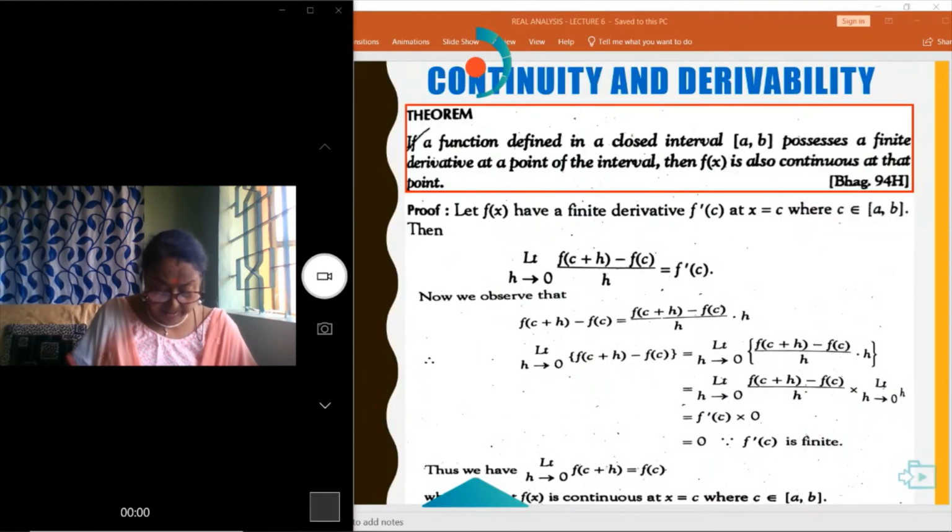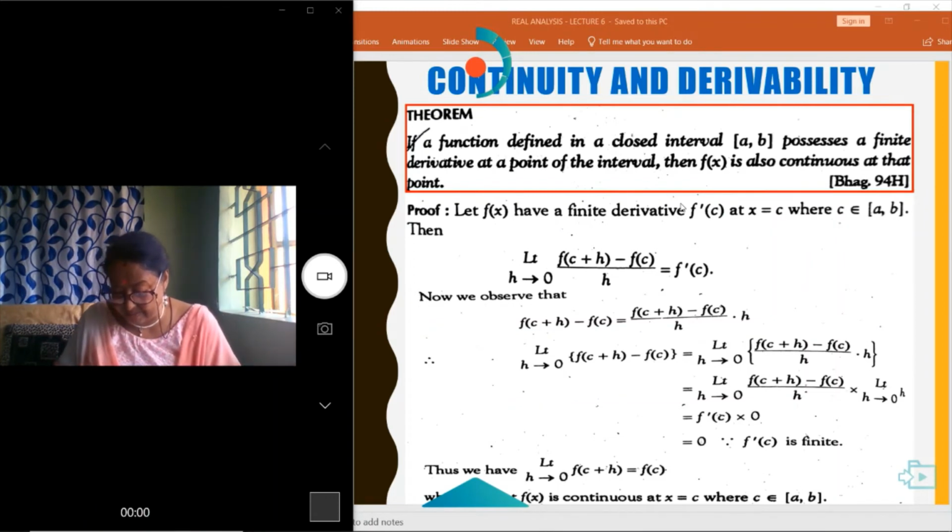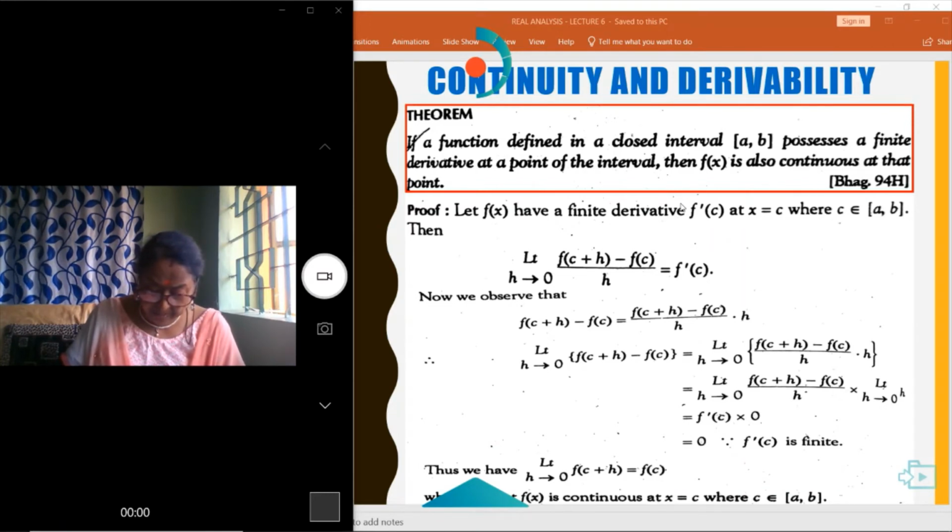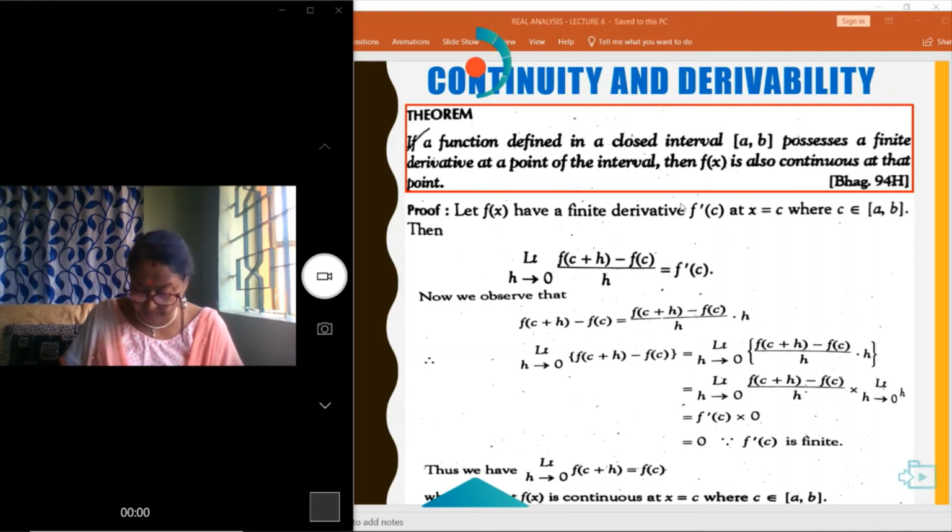Theorem: a function defined on the closed interval [a, b] that possesses a finite derivative at a point of the interval is also continuous at that point. Let f(x) have a finite derivative f'(c) at the point x equal to c, where c lies in the closed interval [a, b]. Then limit h tends to 0 of f(c+h) minus f(c) by h is equal to f'(c).